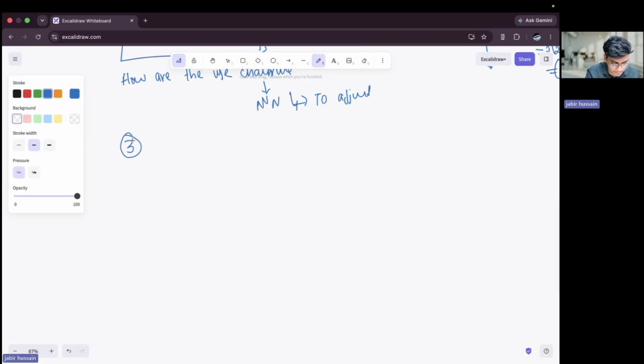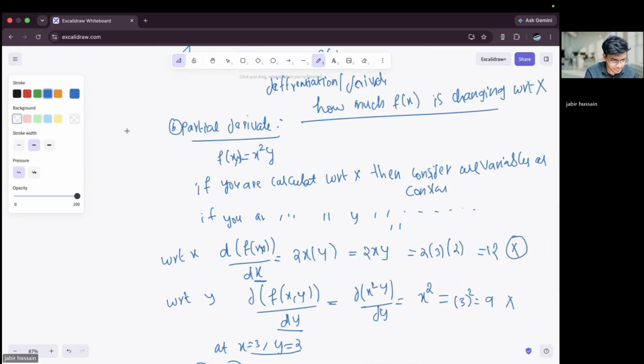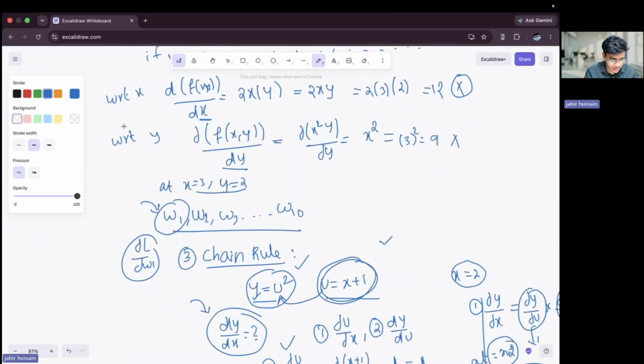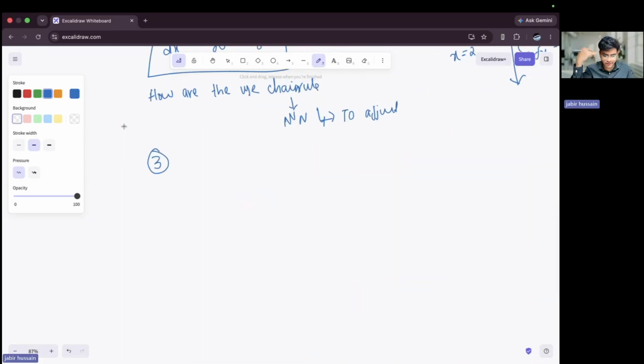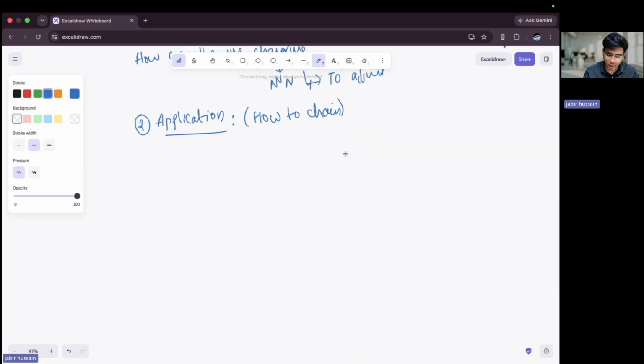So the third concept, I think third only, right? Yeah. So 0 is definition, 1 is this, second is our application. So talking about application, how it is applicable in neural network, how to use chain rule, I want you to know one more terminology: computational graph. What is a computational graph?